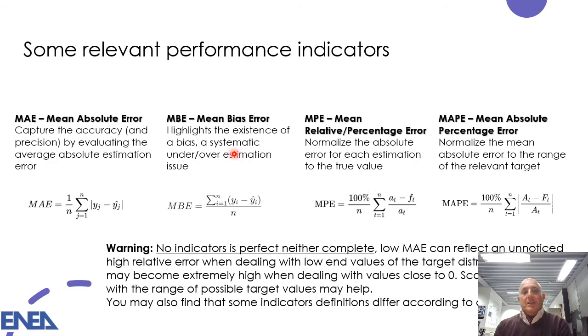Of course, none of these indicators is complete either. So you have to resort to a set of these indicators, and you may notice, for example, that some indicator definitions differ according to different authors, which is something that is quite strange. But sometimes you find this kind of, let's say, error, but this depends on different traditions or the original discipline in which they have operated in the past.